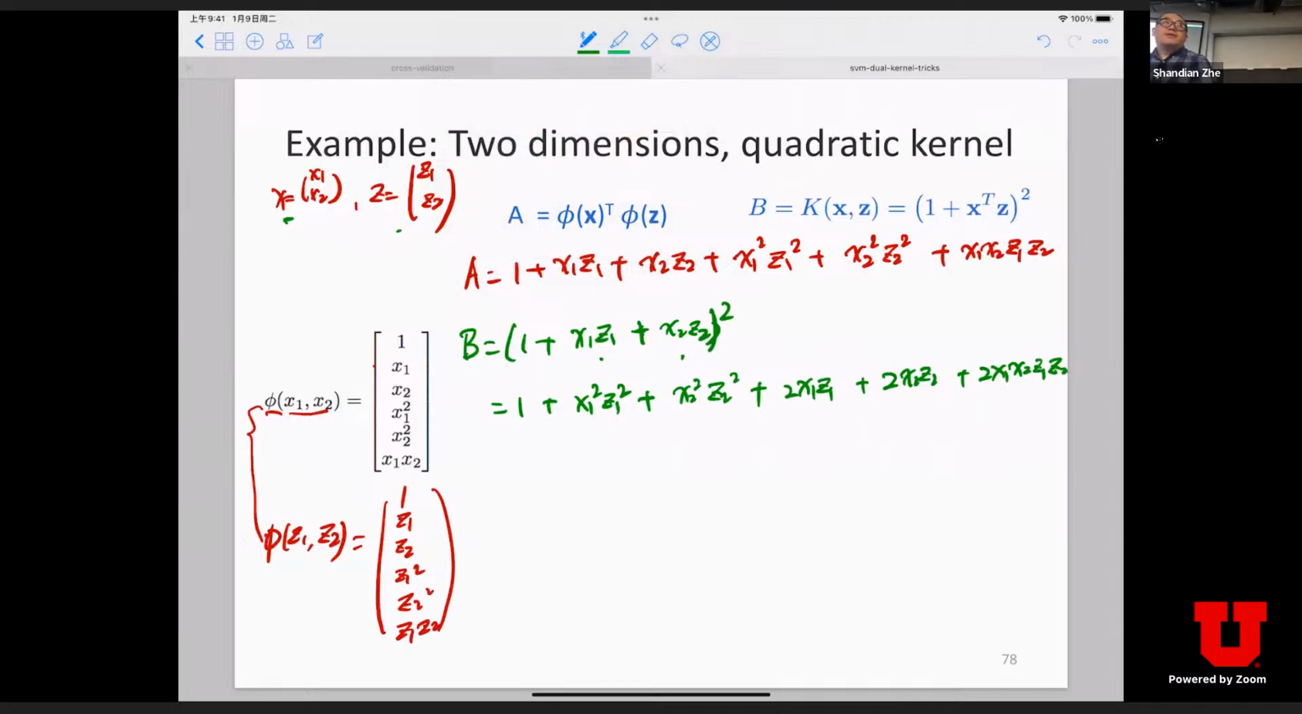Now let us contrast A and B. What do we see?